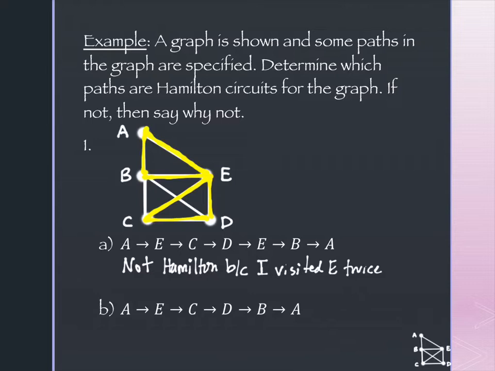So we'll change colors. I'll use orange on the next one. Does it start and end at the same point? Yes? Okay, so that's one of the things. So we're going to go A to E, E to C, C to D, D to B, and B to A. I didn't visit E twice this time, right? I didn't visit any of them twice. Did I actually go along an edge every time? Mm-hmm. I did. Did I get every vertex? Did I run all my errands? Mm-hmm. I did. So this one's a Hamilton circuit.